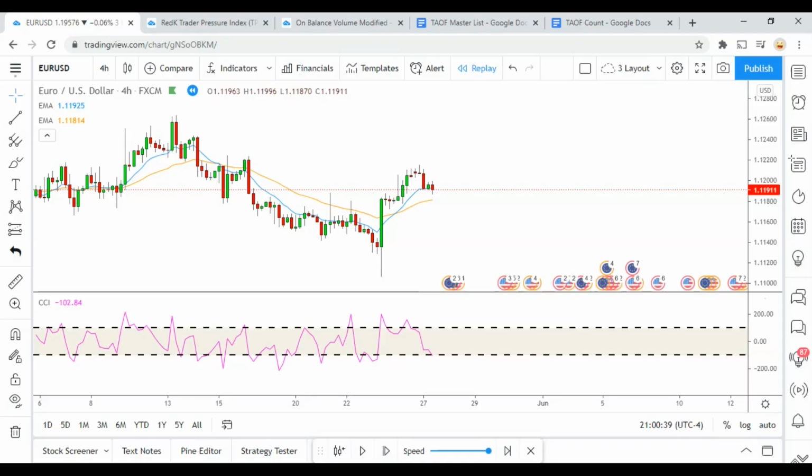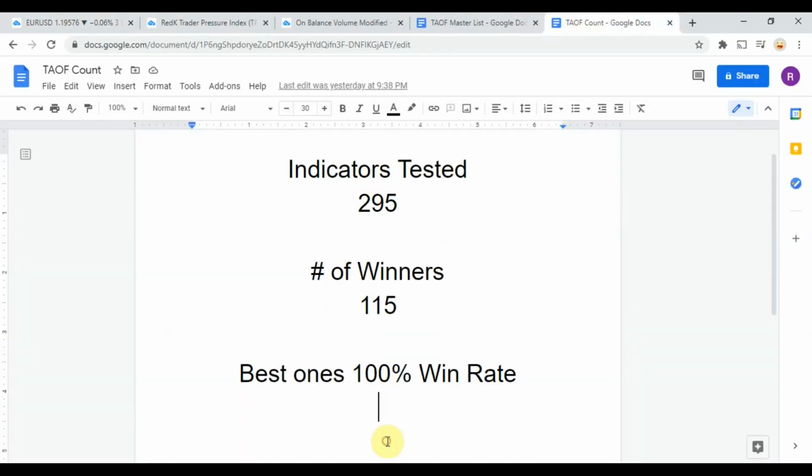Alright, as I said, today we will be taking a look at a CCI strategy. Before we do though, I wanted to put the indicator scoreboard up for everyone to see. So to date, we have tested 295 indicators, and out of those 295 indicators, 115 of them have been winners, which means that they have met or exceeded the 60% win-loss ratio threshold that we have set for them. The best ones so far were able to achieve a 100% win rate.